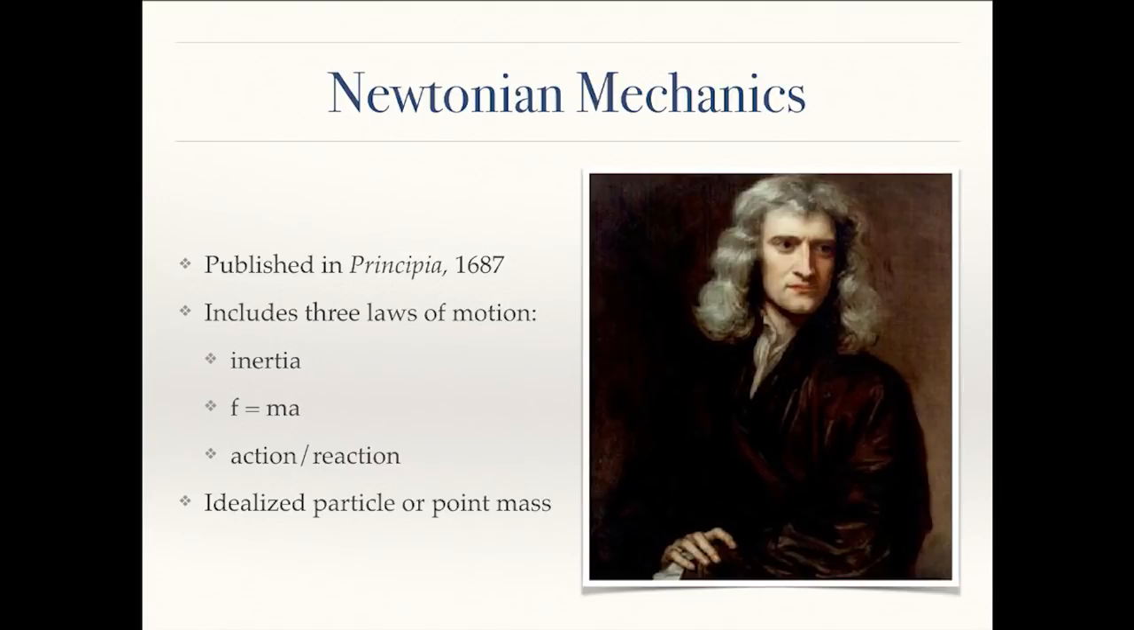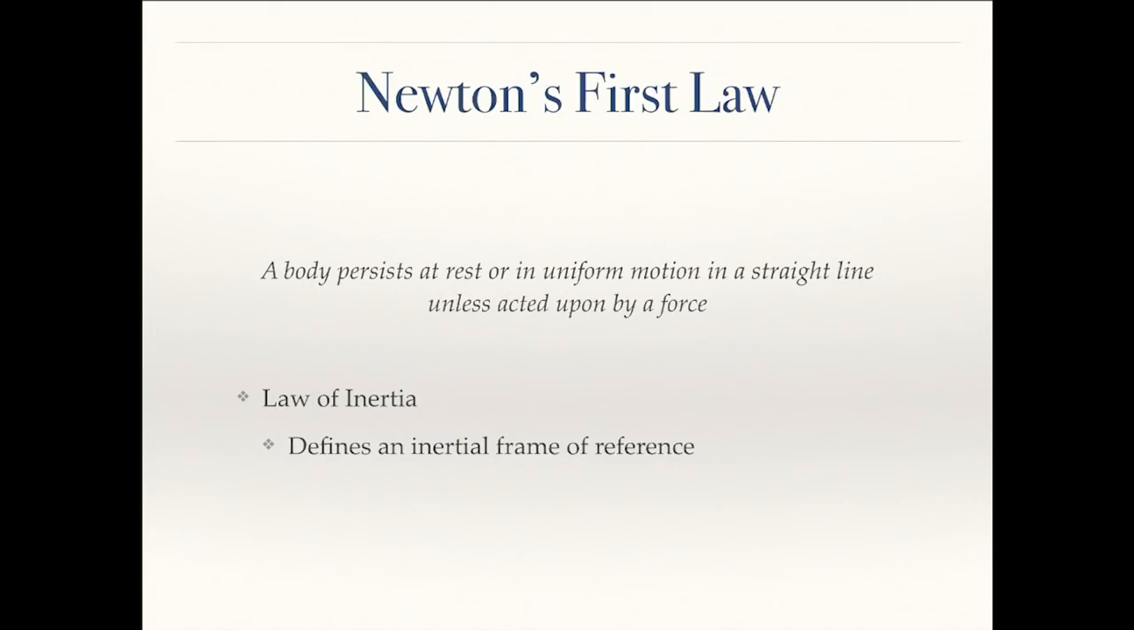Okay, so Newton's first law says that a body persists at rest or in uniform motion in a straight line unless acted upon by a force, also called the law of inertia. And so if a body is stationary, unless it's acted upon by a force, it's going to stay stationary. If it's moving at some constant velocity, if there's no force acting on it, it will continue to move at some constant velocity. And Aristotle actually believed otherwise and promoted a different worldview where for an object to stay in motion, a force was actually required.